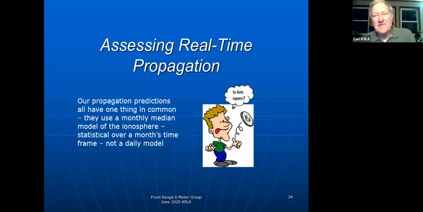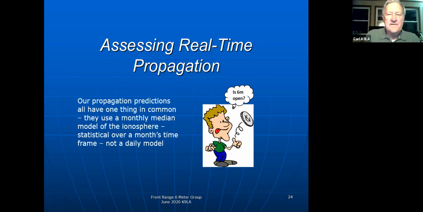So, assessing real-time propagation. We have to remember that our propagation predictions all have one thing in common: they all use a monthly median model of the ionosphere. In other words, median implies 50% probability, so our predictions are statistical over a month's time frame. We don't have daily models of the ionosphere yet. So that brings up the question, how do we tell what's going on right now today?